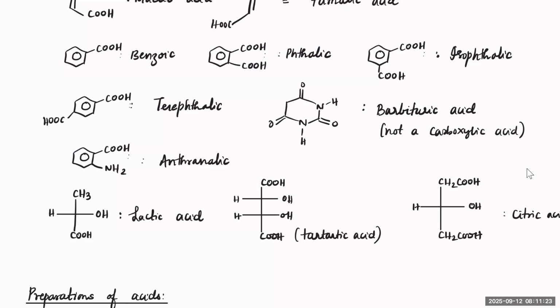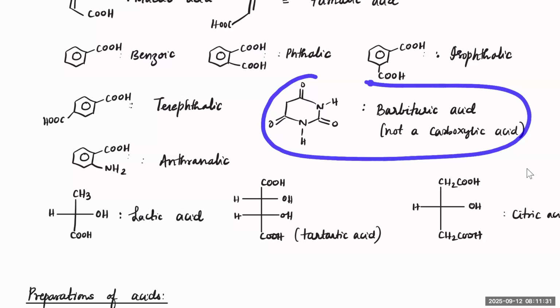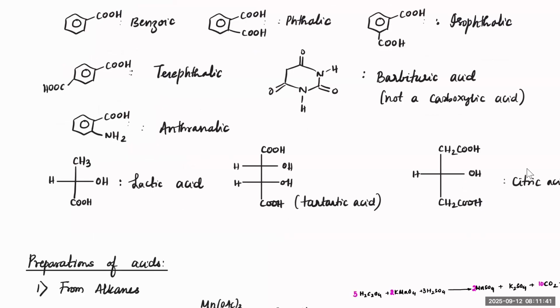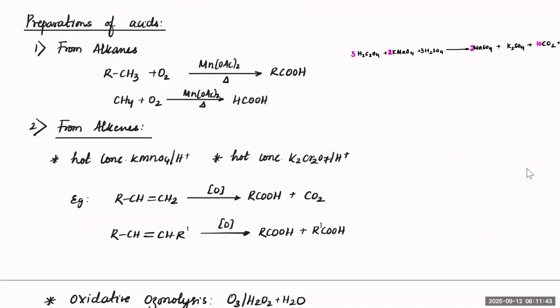And lastly, if you notice, lactic acid, tartaric acid, and citric acid. These are also quite useful ones. This is barbituric acid, which does not have a COOH group. So basically, it's an amide group. Got it? Without any COOH group, but it has a sufficiently acidic nature. Clear?